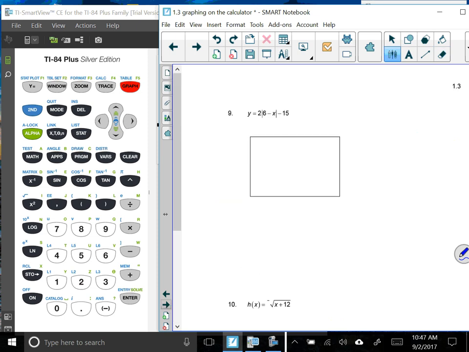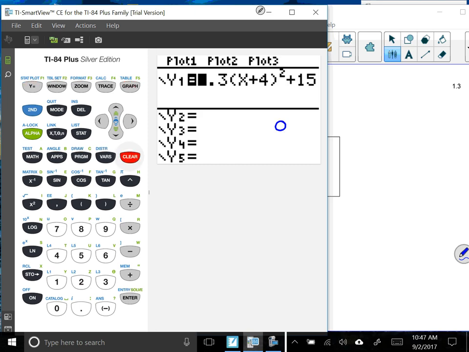All right, 2 more. Absolute value graph. Y equals, clear. Remember where absolute value is?